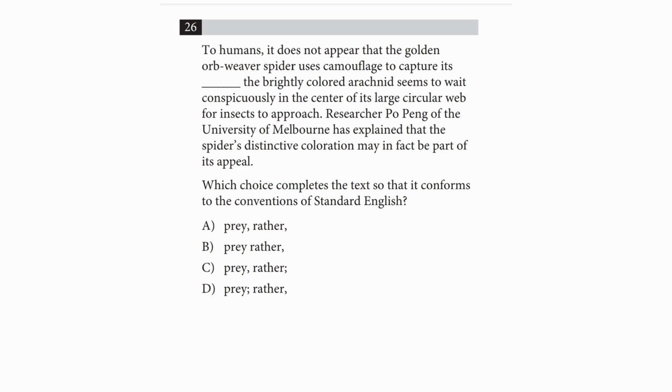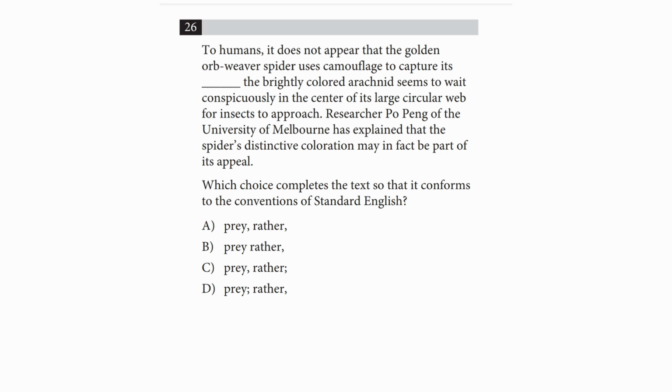"To humans, it does not appear that the golden orb weaver spider uses camouflage to capture its prey." Now hopefully your ears are telling you that this is indeed a complete sentence. It has everything that it needs to stand on its own. Let's look at the second half of the sentence.